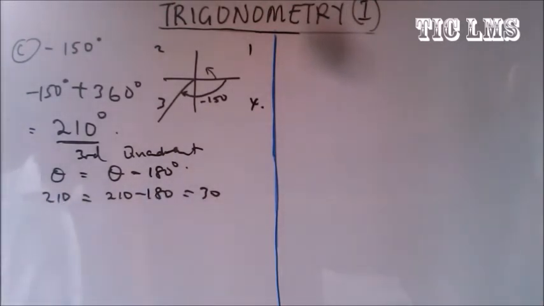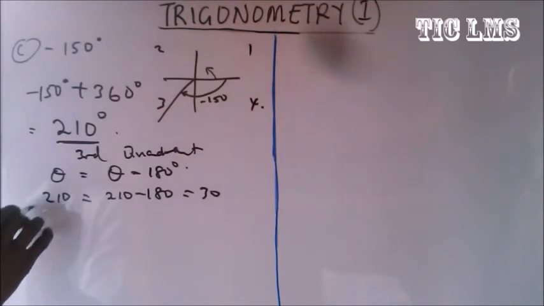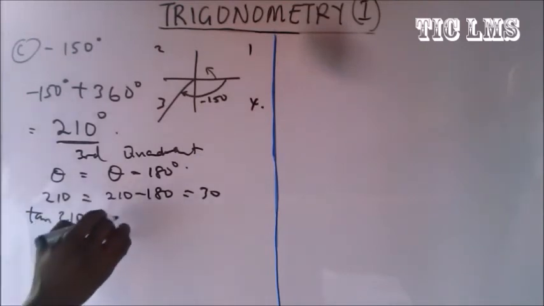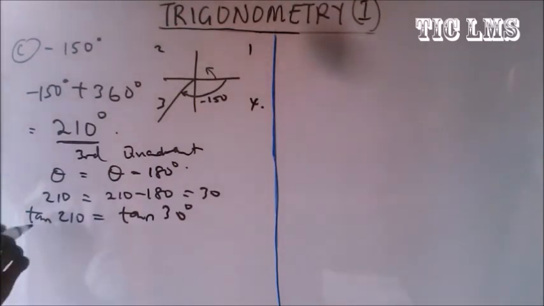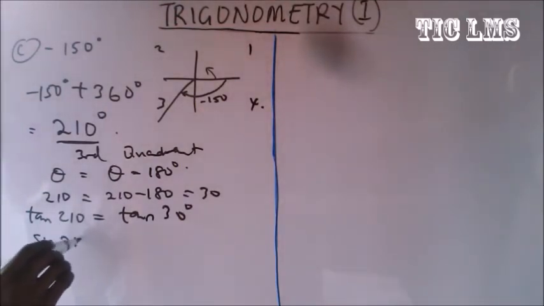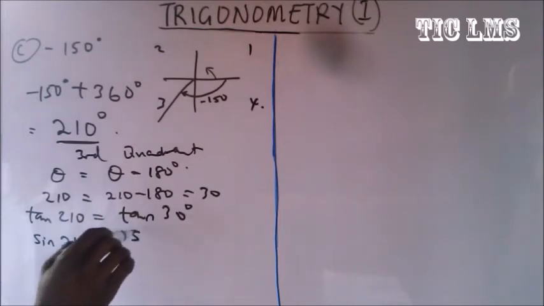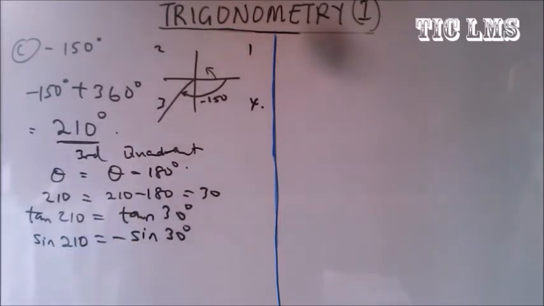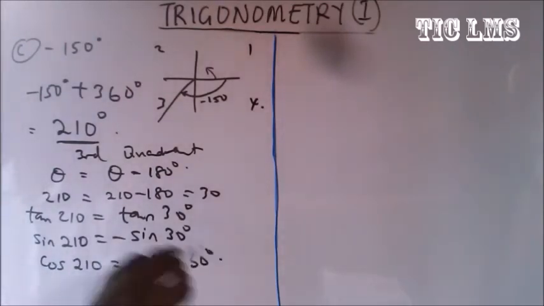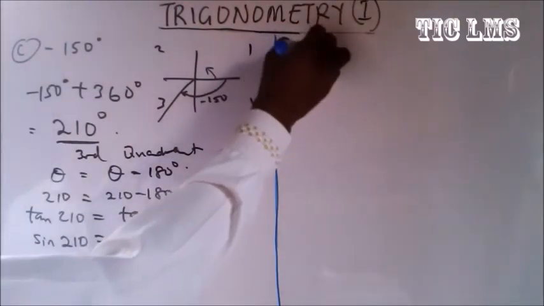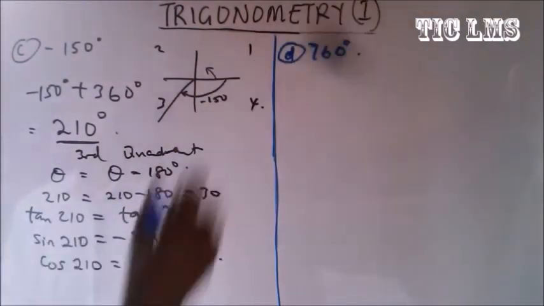Now when we attach sine, cos, and tan at the third quadrant, our tan is positive, and so we have that tan 210 equal to tan 30 degree. Likewise, sine 210 equal to minus sine 30 degree, and finally cos 210 equal to minus cos 30 degree. D, we have 760 degree.